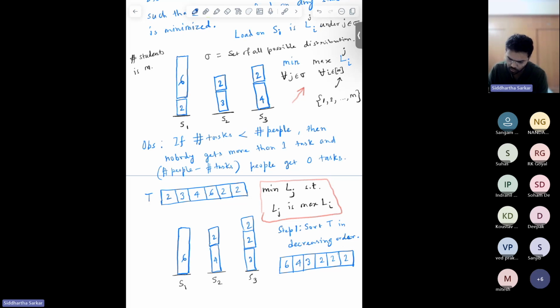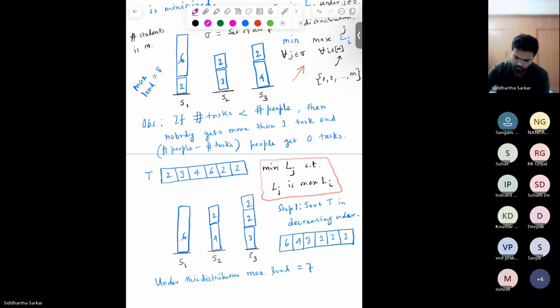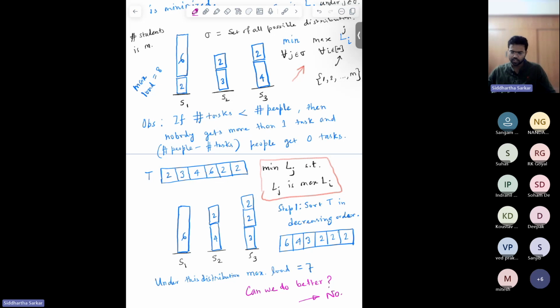Okay, so now what is the maximum load under this distribution? This one, 7. Correct. So under this distribution, the max load is only 7. So previously our max load was 8 here. All right. So can you do better? In this case, no. Somebody said no. I think Mr. Goel said no. Anybody thinks something better can be done in this case?